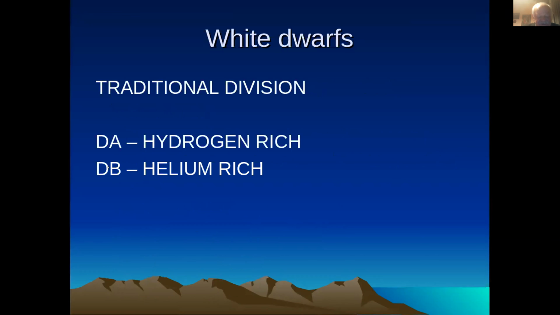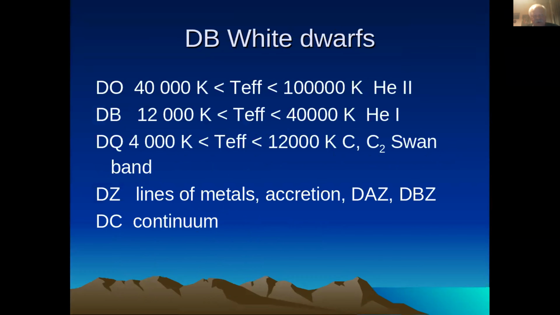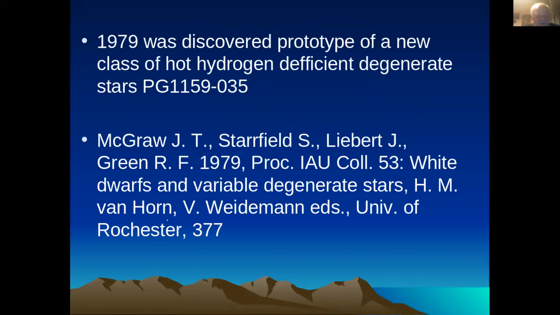Helium-rich white dwarfs have several different types, with different temperatures and dominant spectra. We have DB, which can be divided into DO with effective temperatures from 40,000 to 100,000 K, DB, DQ with carbon lines, DZ with lines of metals, and the coolest, where only continuum can be seen.